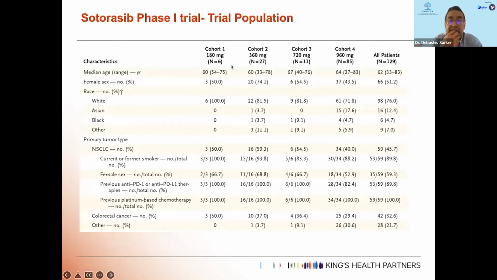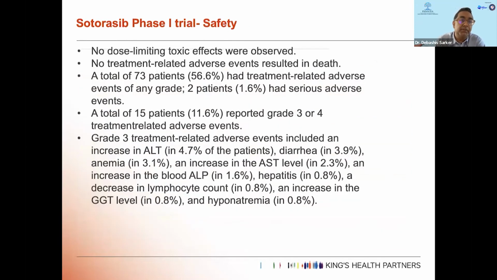So this just gives a bit more information about the trial population. As I said, the 4 different cohorts, the majority of patients were treated at the higher dose level at the 960, so 85 patients. And you can see here the median age, male-female sex percentages, race, primary tumor type for each of the cohorts. So this gives a good snapshot of the cohort of patients that have been treated, and in essence, this is very typical of a phase 1 clinical trial.